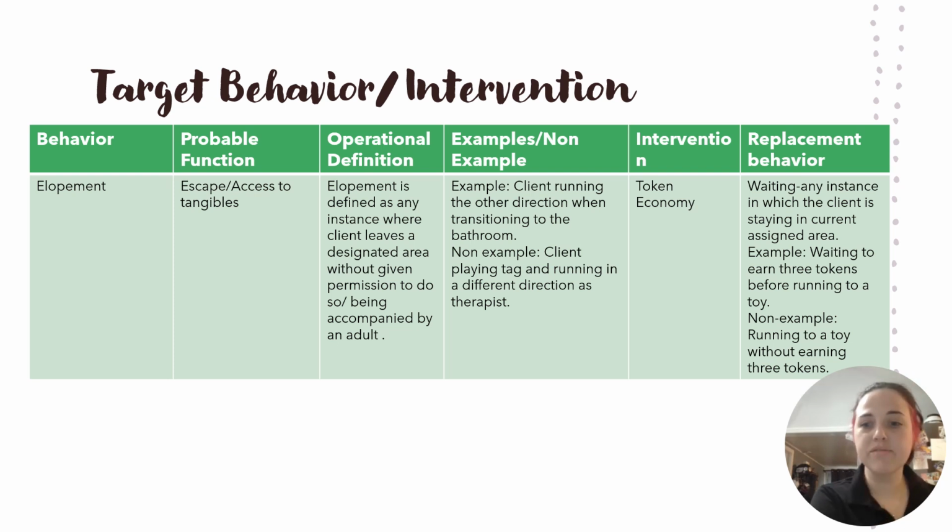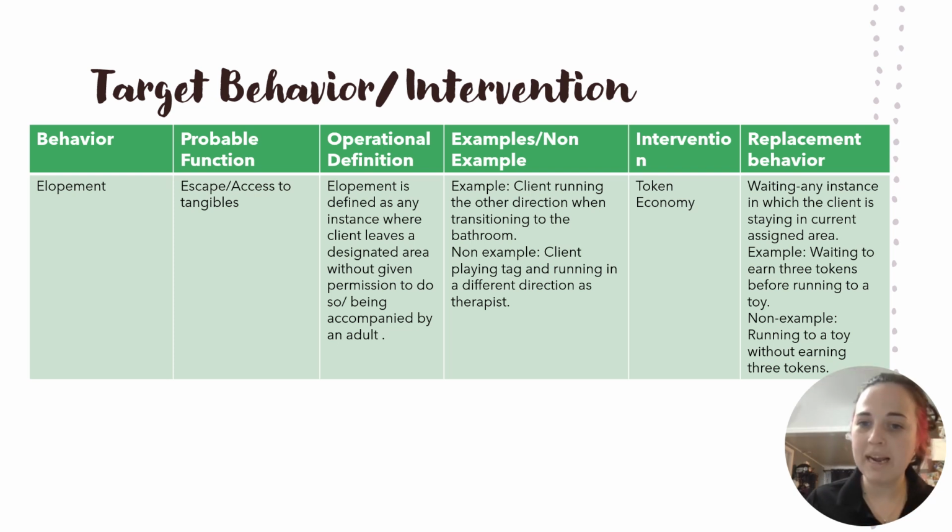Just as a refresher from my previous case studies, my target behavior was elopement. The probable function was escape/access to tangibles. Elopement was defined as any instance where the client leaves the designated area without given permission to do so, or without being accompanied by an adult. In my next part here, I just have the examples/non-examples.